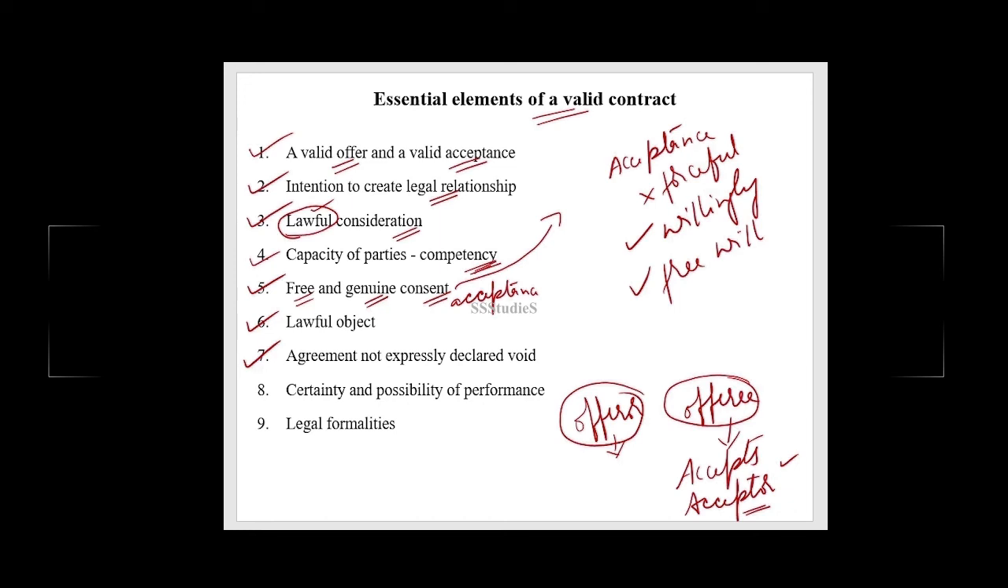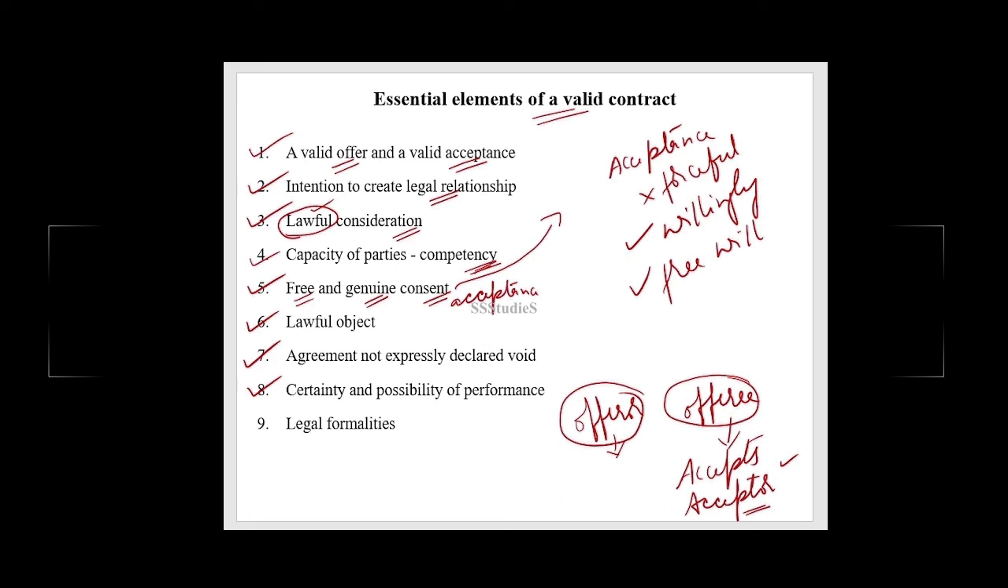For example, tomorrow if the government comes up with a ban on private trading of, let us say, sugar, in that case, any agreements for the purchase and sale of sugar by private parties turn out to be agreements which are expressly declared void, because the ban has been brought up by the government. Yet another essential element of a valid contract is that the agreements have to be certain and it has to be possible to perform them.